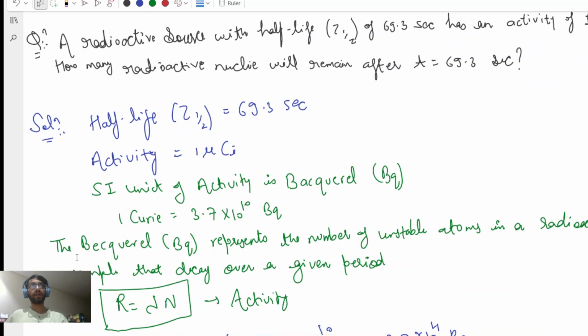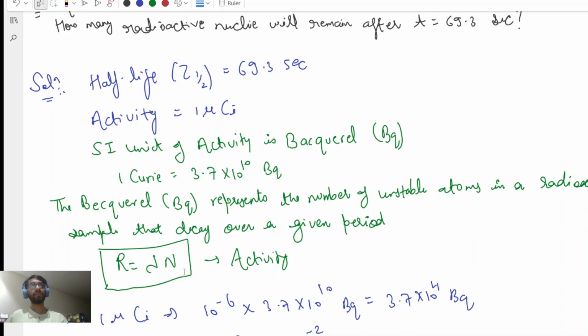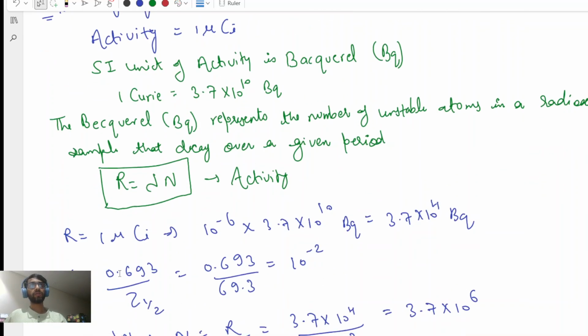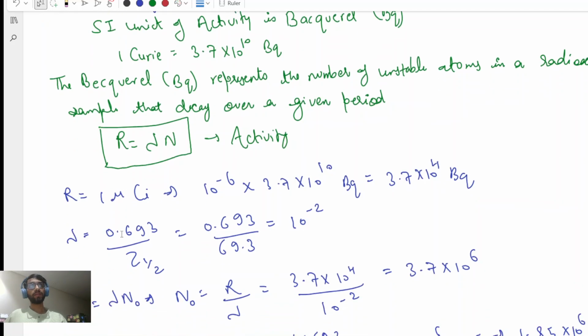So what is becquerel? The becquerel represents the number of unstable atoms in a radioactive sample that decay over a given period. R equals lambda N. First we will convert the activity into the SI unit, so microcurie is converted into becquerel. Now lambda equals 0.693 by, means this is ln2, ln2 by half-life equals lambda. We calculate, it comes 10^(-2).